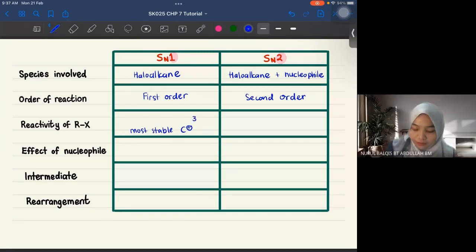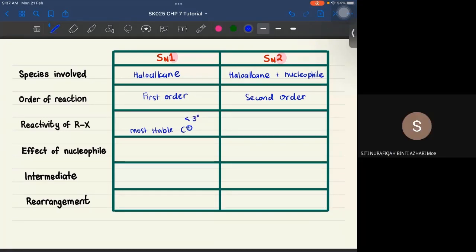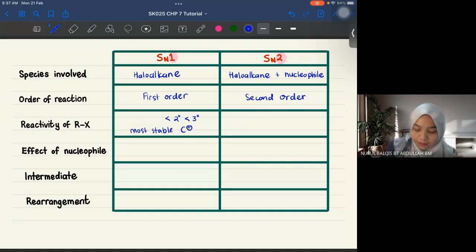Tertiary. Tertiary followed by secondary, primary, followed by methyl. Okay, good. Okay, so kita tahulah reactivity of our haloalkane dalam SN1 paling dia akan favor adalah tertiary. Even for secondary pun kena check juga type of nucleophile awak apa benda. Okay, so kita akan go for the most stable lah usually untuk tahu dia punya reactivity. Okay, what about SN2? SN2 pun akan rely on most stable carbocation ke?